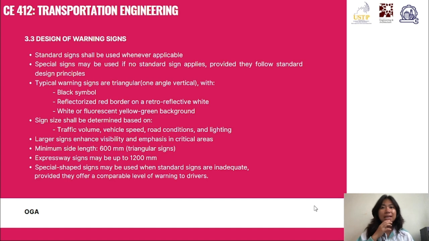So the minimum size length for equilateral triangular signs shall not be less than 600 millimeters, or on high-speed expressways, larger signs up to 1,200 millimeters are commonly adopted. In certain cases, signs with non-standard shapes may be sized to provide comparable visibility and warning. Examples of such special signs can be found in chapter 6 of this book.